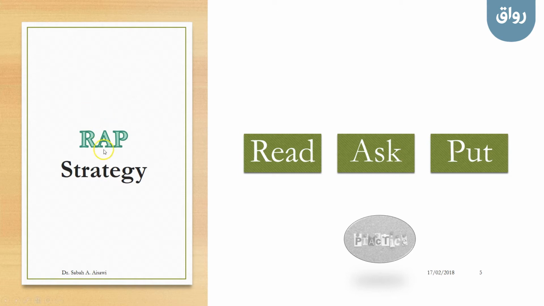RAP actually is an acronym for 3 words, 3 main activities that you need to do in order to do good paraphrasing. R is for read, A is for ask, and P is for put. And here we come up with the acronym RAP. We will go now into each stage and see how we do that successfully in order to achieve our goal, which is paraphrasing.